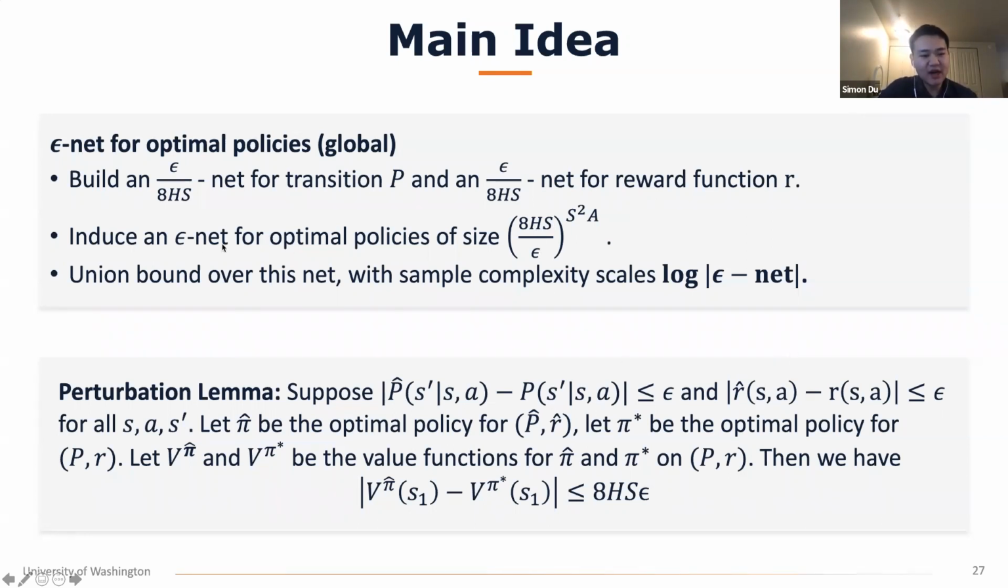Okay. So after we build this epsilon net for the optimal policy, we have some algorithm to evaluate all of them. And then you take a union bound over the epsilon net, and you have polynomial dependency on the planning horizon H.